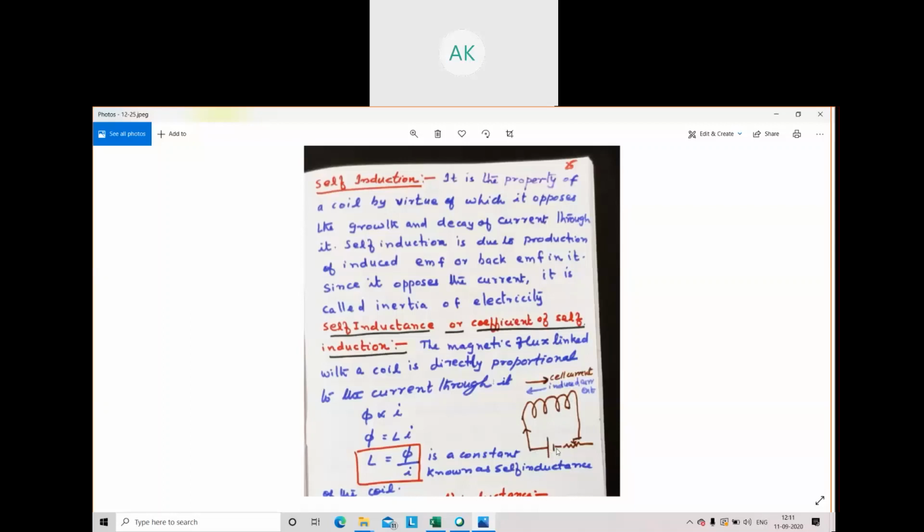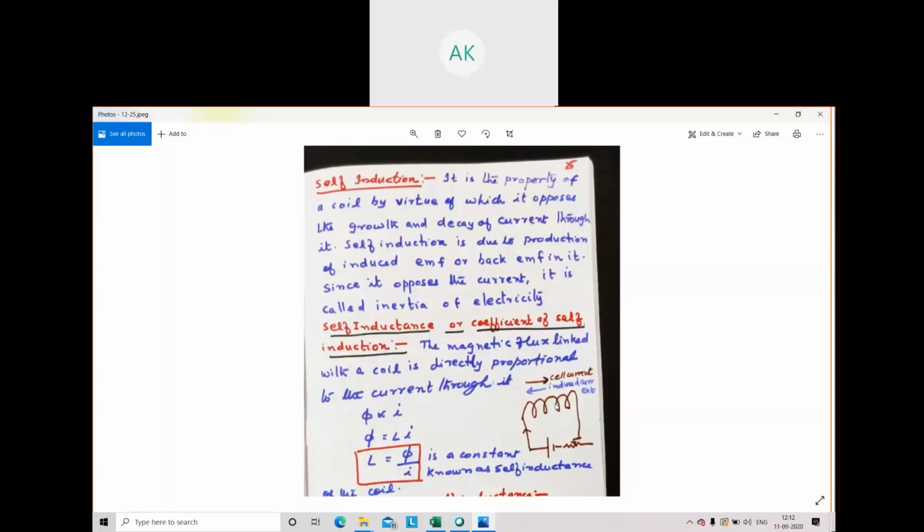Similarly, when we switch off the current, that process also will produce a change in flux, a decrease in flux, and that decrease in flux is also opposed by this coil. How does the coil oppose the decrease in flux? By inducing an EMF in itself. Decrease in flux, how can it oppose? It has to send the current in the same direction as the cell current. Then only the decrease in flux can be opposed.